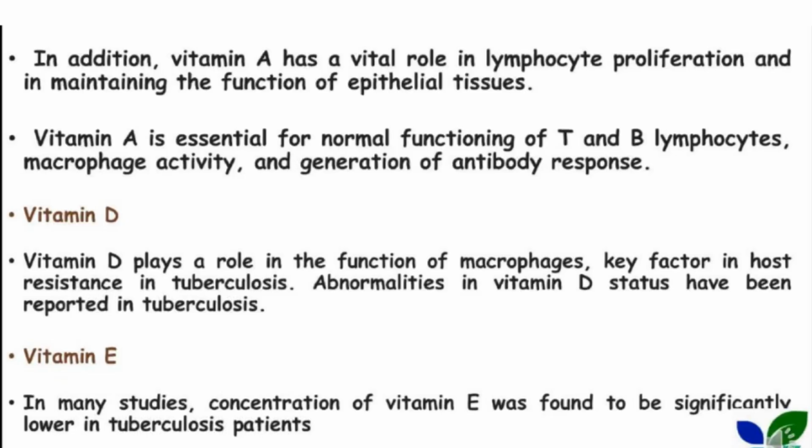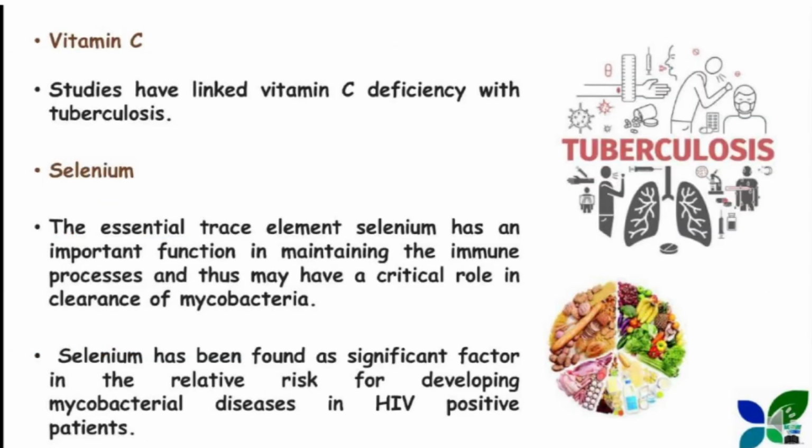Vitamin D. Vitamin D plays a role in the function of macrophages, a key factor in host resistance in tuberculosis. Abnormalities in vitamin D status have been reported in tuberculosis. Vitamin E. In many studies, concentration of vitamin E was found to be significantly lower in tuberculosis patients. These studies have also linked vitamin C deficiency with tuberculosis.